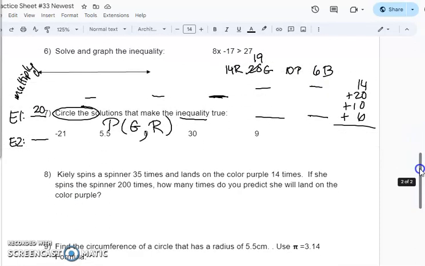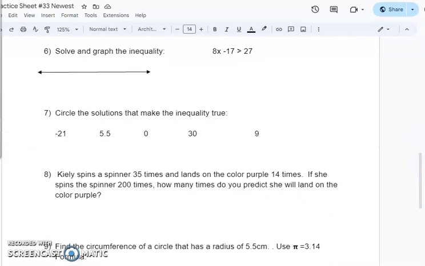Number 6. Y'all can do number 6 by yourself. I will let you know. It does not look like we're flipping the sign here.